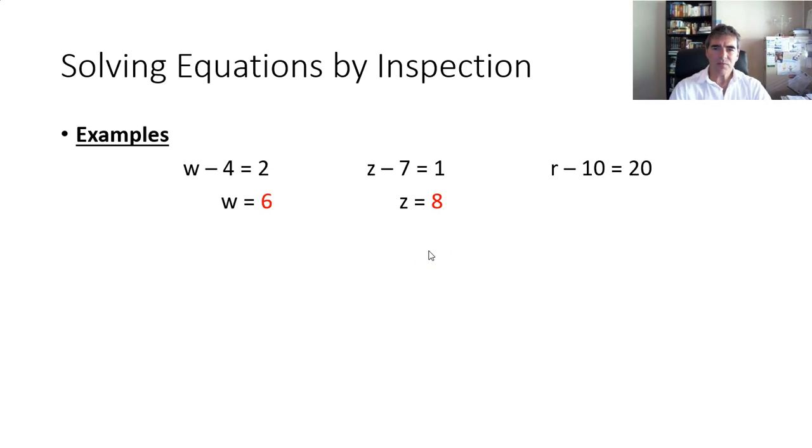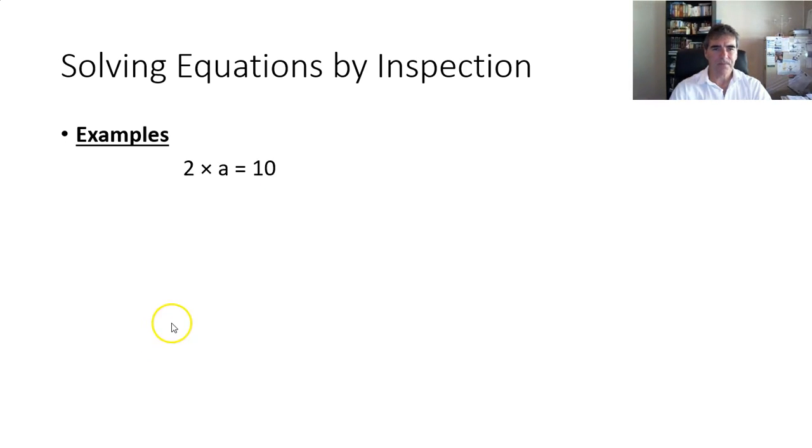And one more subtraction one: r minus 10 equals 20. So something minus 10 equals 20. What's our value of r? Our value of r ends up being 30, because 30 take away 10 equals 20. So we've just done some subtraction ones there, so let's go on and have a look at some multiplication.